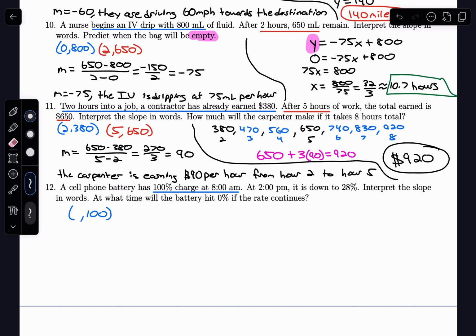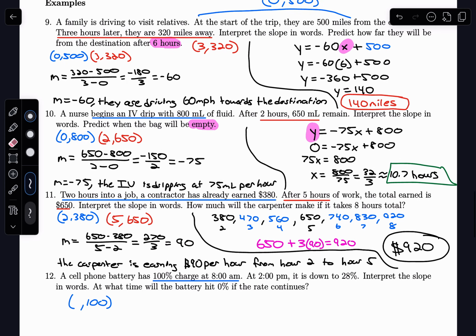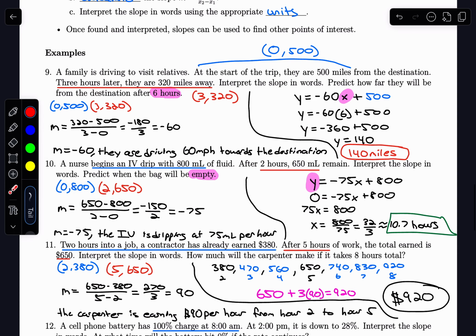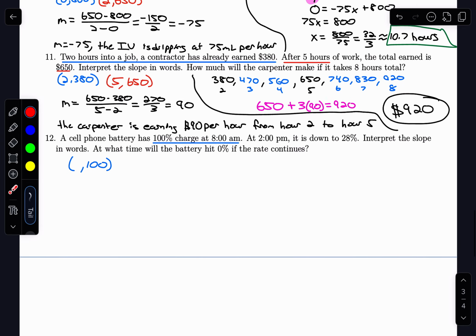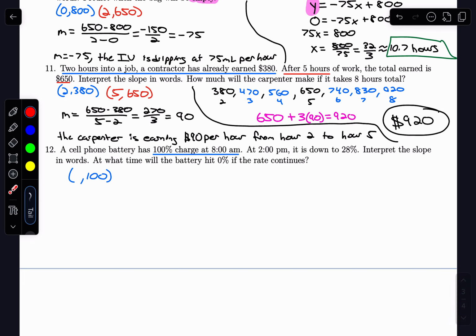So think about earlier in number 9 and number 10, where in number 10 we said the nurse begins an IV drip with 800, and in number 9 it says at the start of the trip it was 500 miles away. Notice they didn't give us a time, and we didn't need a time. So here we're given 8 a.m. We don't really care what time it is though. We just care that this is when the phone is at 100%. So we're going to call that the start time.